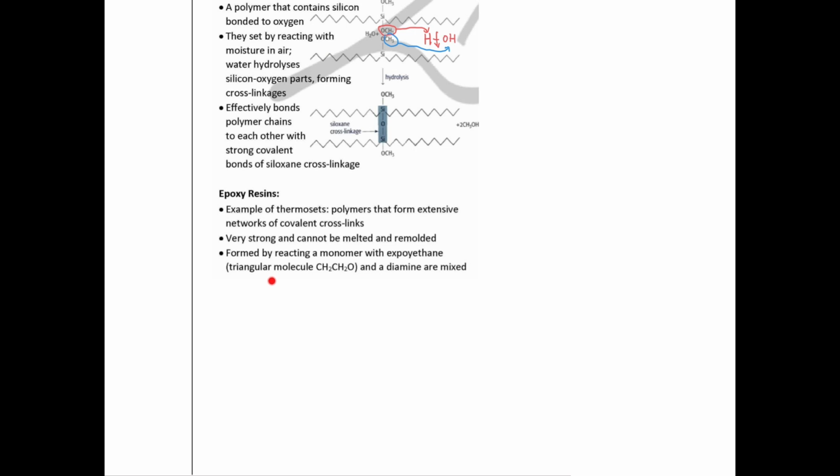Epoxy ethane is the triangular molecule of CH2, CH2O, and a diamine are mixed. Okay, so let's see whether we have any explanation at the back. Yes, actually we have. So you have to look at the next page, then from there we can understand better. So let's move on.